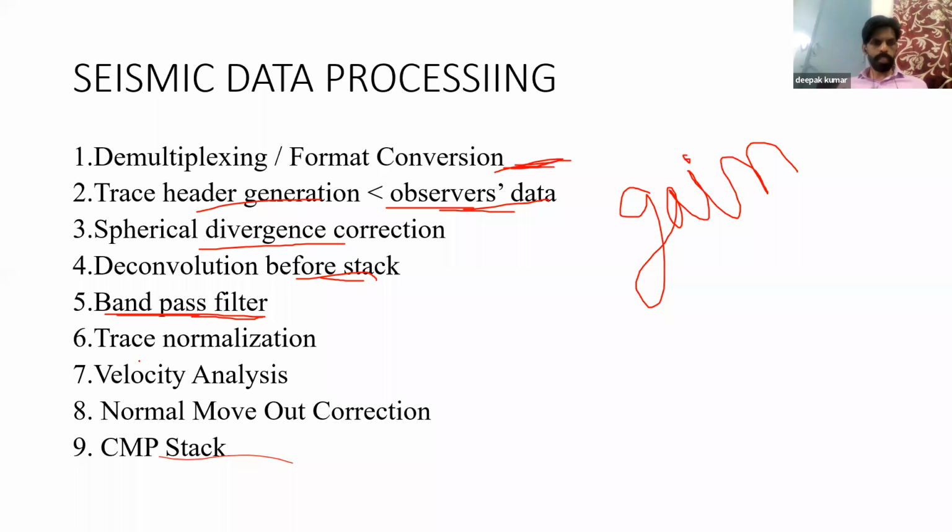Then comes the trace normalization. I have already talked about trace normalization. What does it mean? If you have dead traces, which are basically noise and don't help in our goal to get information, we have to remove those.